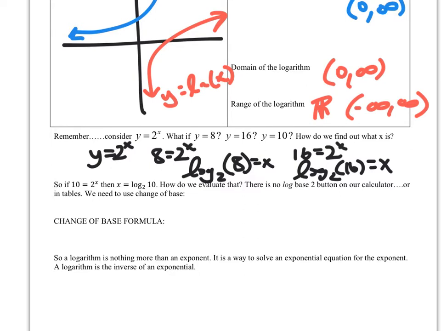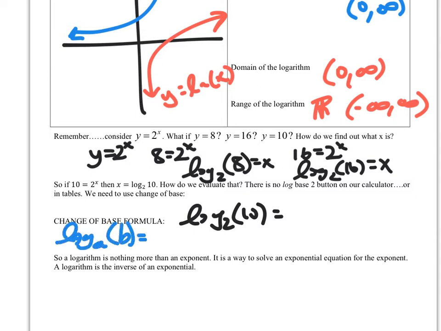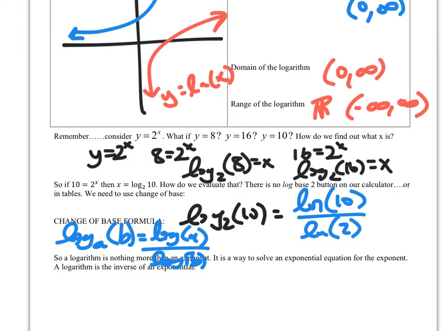There is no log base 2 button on our calculator, so we use the change of base formula. So if I have log base 2 of 10, that would be the same as, let's throw the change of base on the side: log base a of b is equal to log base 10 of b over log base 10 of a. That's base 10 if you don't see a base there. I could do natural log too, so I could do the natural log of 10 over the natural log of 2. It doesn't matter what the base is, but then I can put it into a base that I can use.